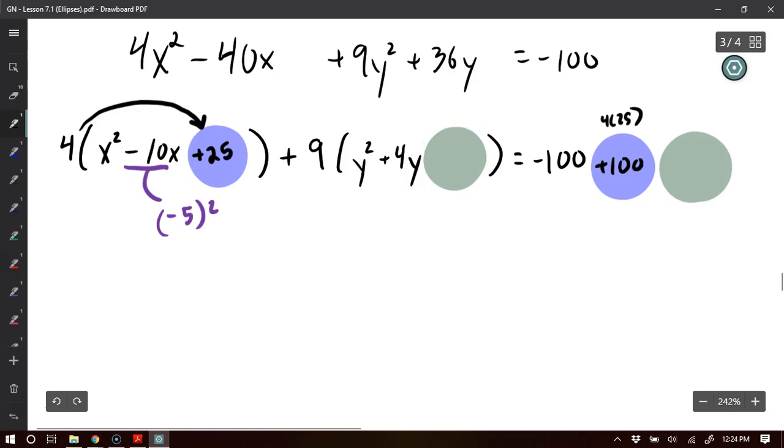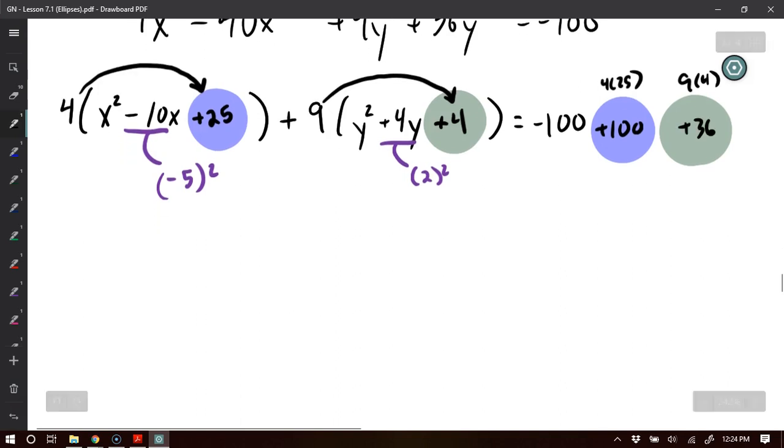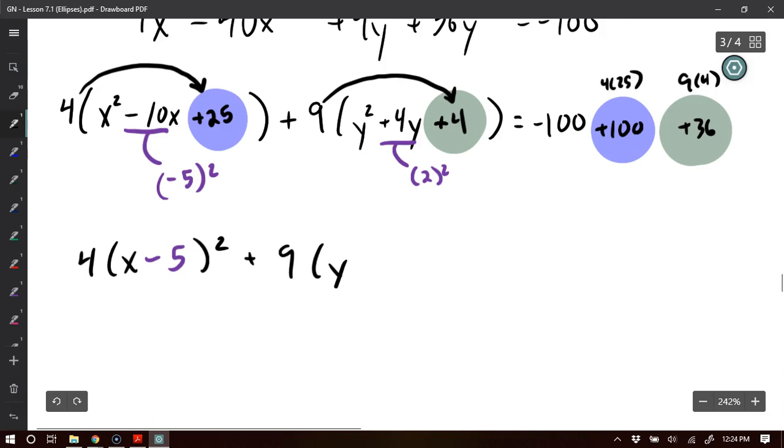And then we do it with the y values. I have 4y, so I'm going to take that number, I'm going to divide by 2, I get 2 squared, and that's going to give me a positive 4. But I'm not really adding 4 on the right-hand side. I'm adding 9 times 4 on the right-hand side. So that's really 36. So when I complete the square, I have 4 parentheses x minus 5 parentheses squared plus 9 times the quantity y. It looks like that's a positive 2, so plus 2 squared. Negative 100 plus 100 is 0, plus 36 is 36.